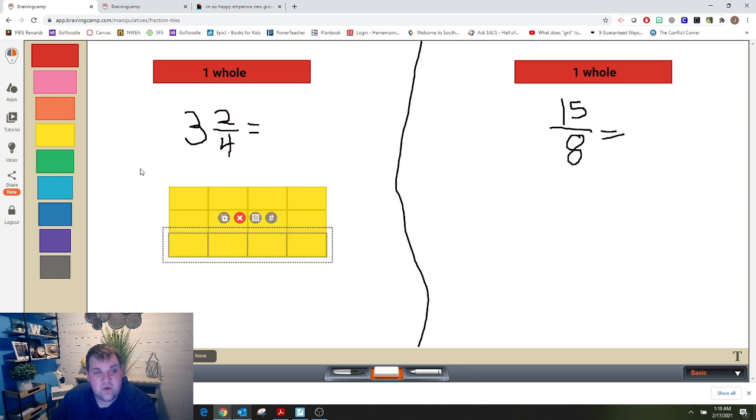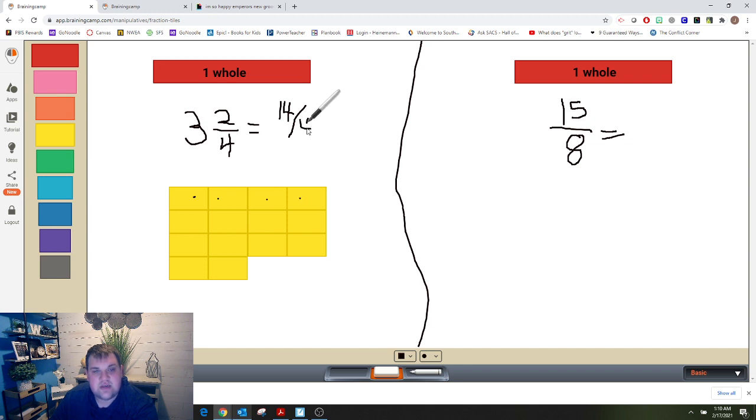Now we need to represent the 2/4 part. That is going to be 2 yellow squares. So 1 and 2. Now to find the improper fraction, we're going to count the total amount of tiles. 1, 2, 3, 4, 5, 6, 7, 8, 9, 10, 11, 12, 13, 14. There's 14 total tiles here. So that becomes our numerator. The denominator is how many pieces fit in one whole. And I know there's 1, 2, 3, 4 pieces in one whole. So 14/4 is the improper fraction.